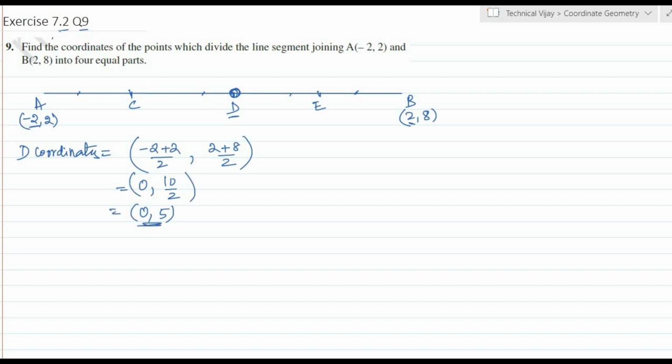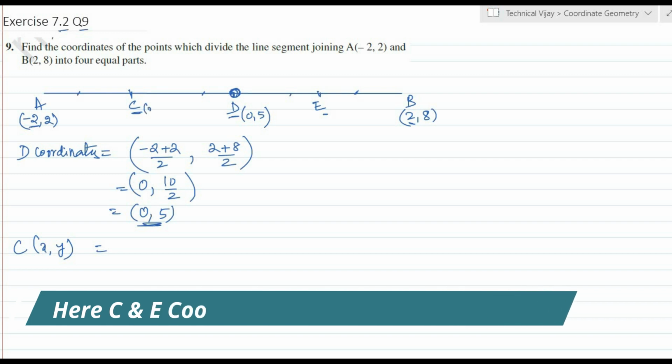So these are the coordinates. Here 0 comma 5. Now we will use the section formula for calculating this coordinate and this coordinate. Now we will use A and B as x1 y1 and x2 y2. So C's coordinates can be calculated; C of x comma y we will assume.